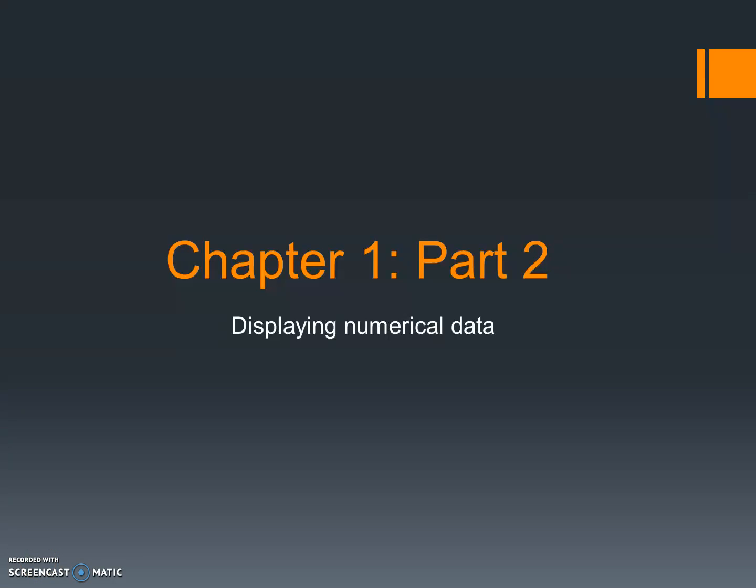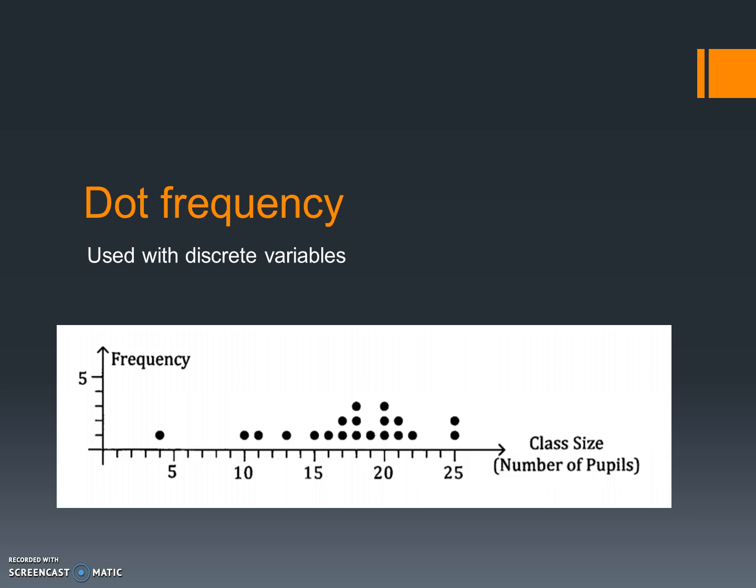All right, guys, so we've learned about different types of data. So now we're going to learn about how we can display that data. One way we can show things is using a dot frequency graph. It's very useful when it's discrete variables.